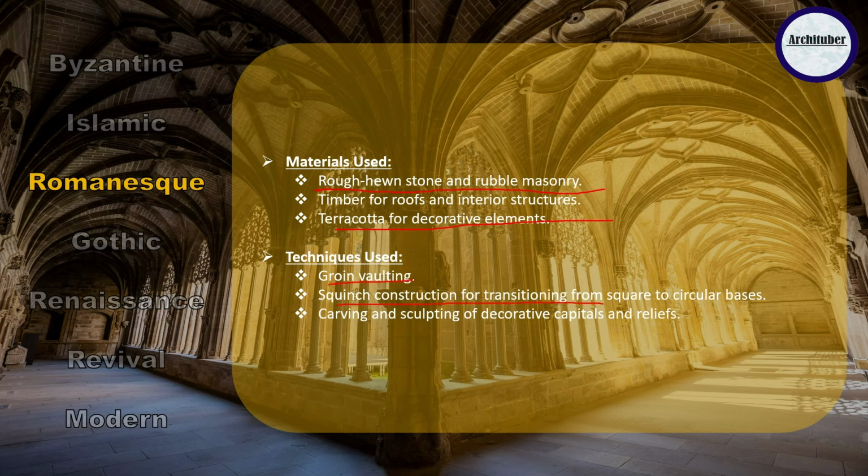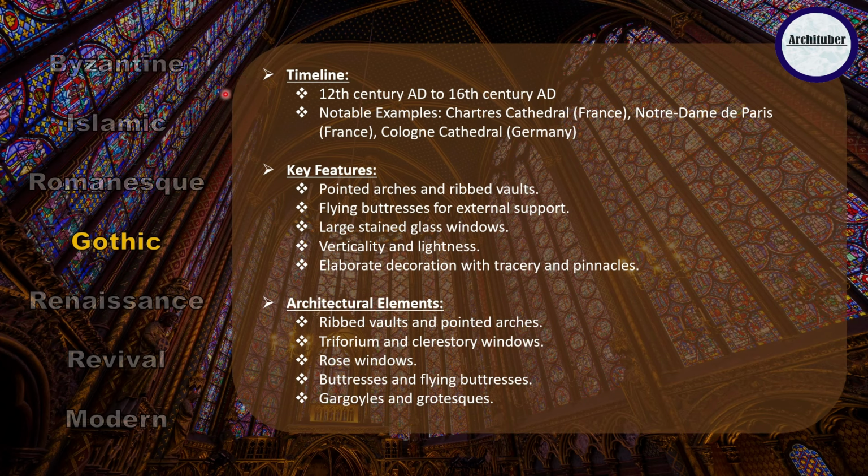Squinch construction for transitioning from square to circular bases, like Byzantine, and carving and sculpting for decorative capitals and reliefs. Discussing the Gothic timeline, it was from the 12th century AD to the 16th century AD. These are some of the examples. Then talking about the key features, they had pointed arches and ribbed walls, flying buttresses for external support, large stained glass windows you can see over here, verticality and lightness, and elaborate decoration with tracery and pinnacles.